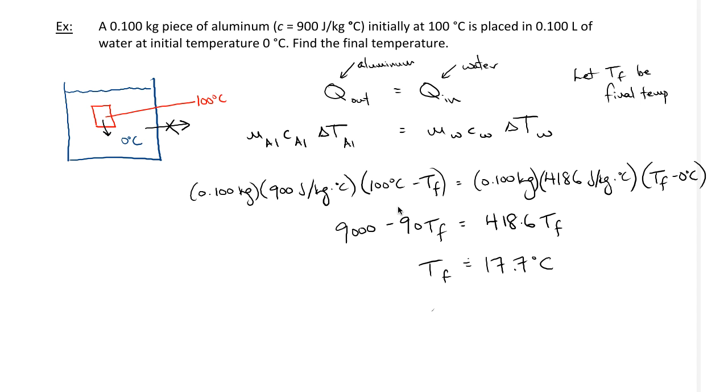So just a couple things to notice. Again, on the left side, I set it up as initial temperature minus final temperature, and on the right, I set it up as final minus initial in order to get positive values on both sides.